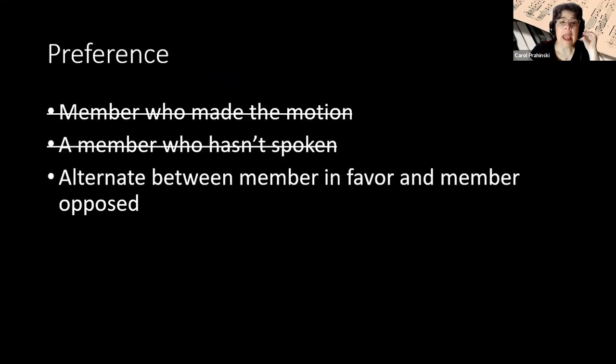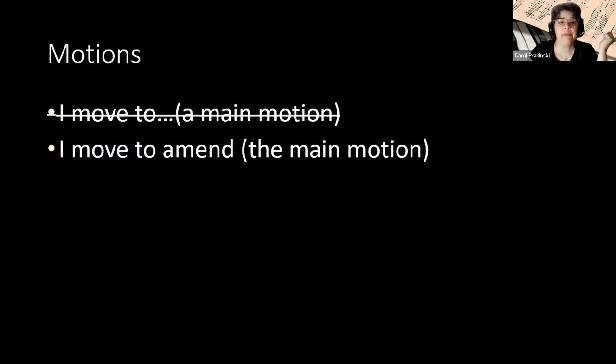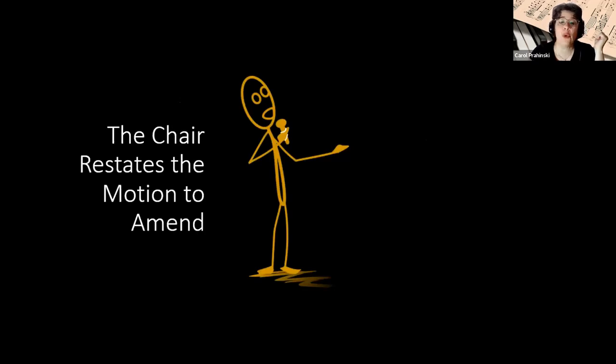Now, the chair ideally will alternate between members who are in favor and members who are opposed. So in this case, the chair asks, are there any members opposed? It so happens that Mr. Dejected is opposed. And so the chair calls for Mr. Dejected to state his reasons. He says, "I move to amend." In this case, we're amending the main motion and he's choosing to make some modification to that motion. Mr. Dejected makes that amendment and the chair restates the motion to amend exactly as it was stated. Ideally, they're going to phrase the entire main motion along with the amendment to that motion.